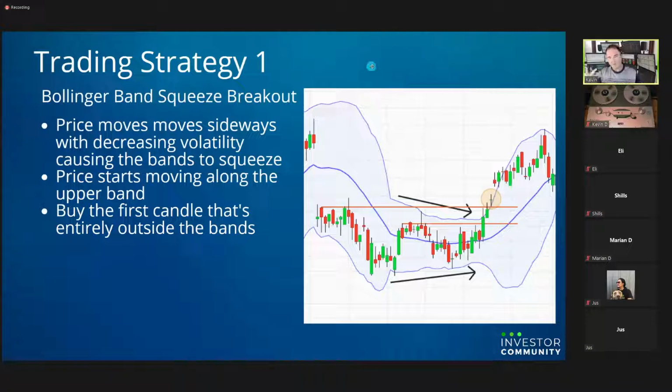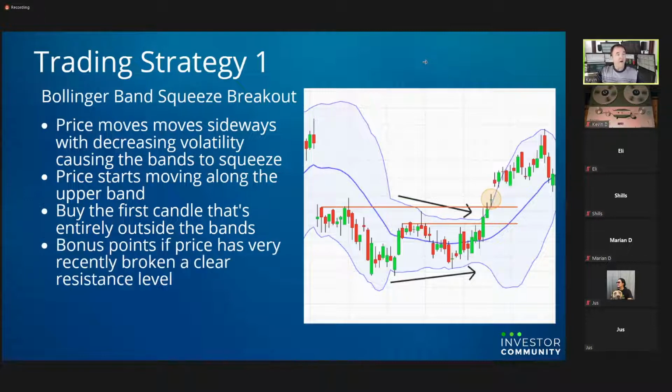Now, some people will fudge that a little bit because these candles outside of the band are quite rare, as we will see. So bonus points, and I've said bonus points here because, like I said, some people will just play with a candle outside of the band, and that's it. I think it's important to have some other confirmation. So that's why I say, if you have very recently clearly broken some resistance, that really helps with the reliability of this trade.